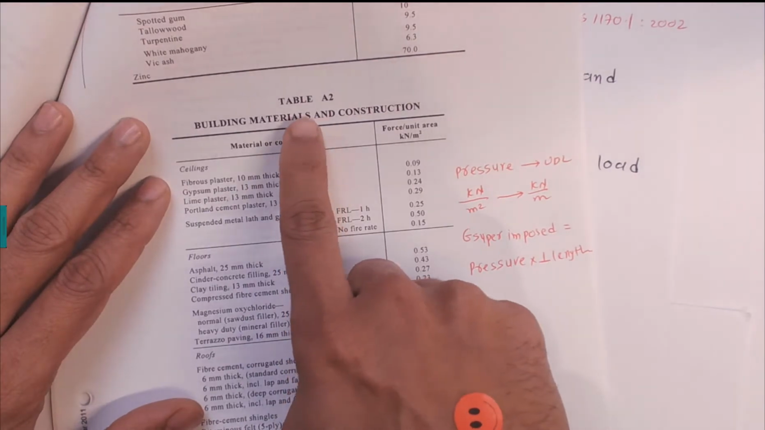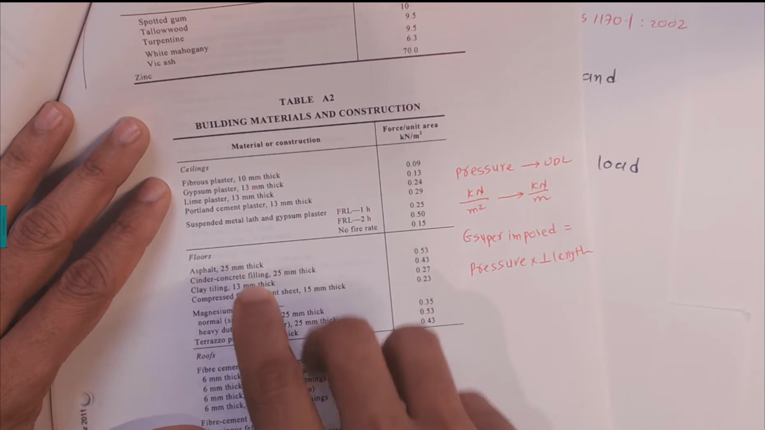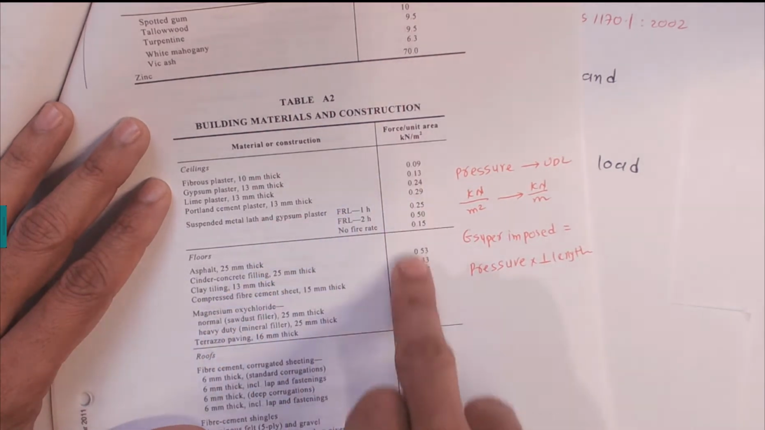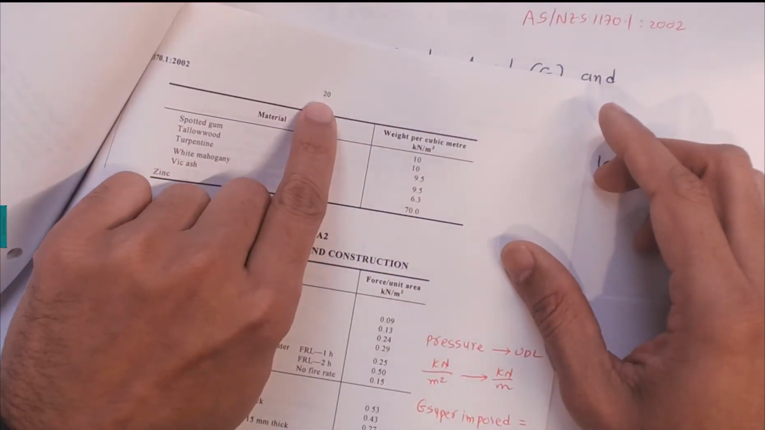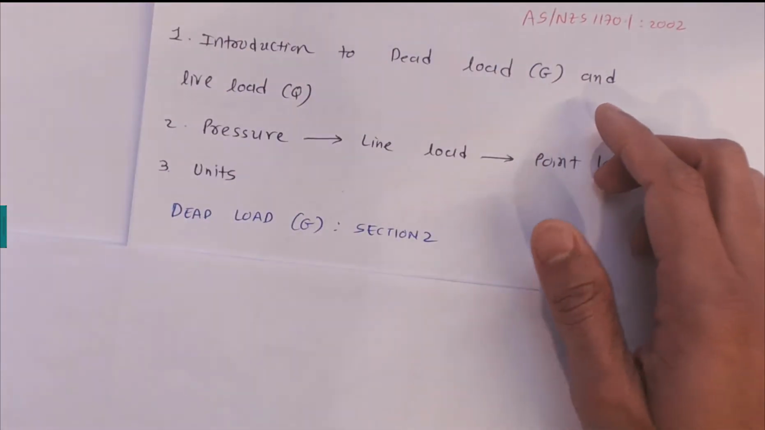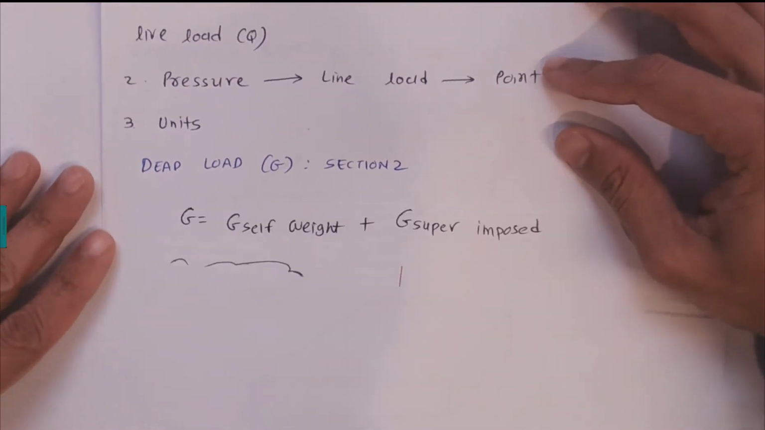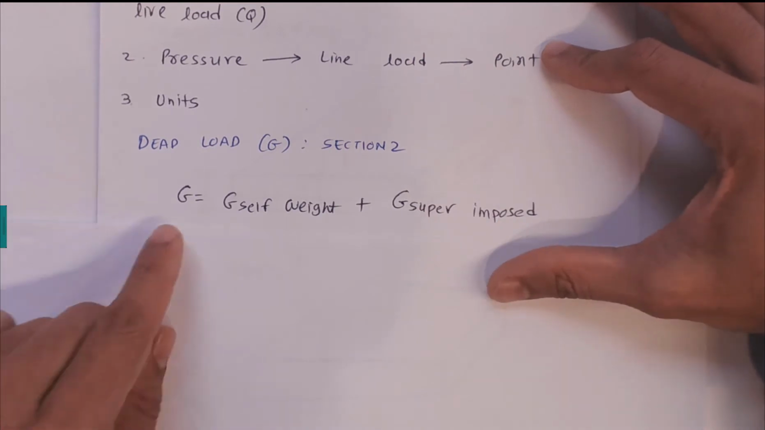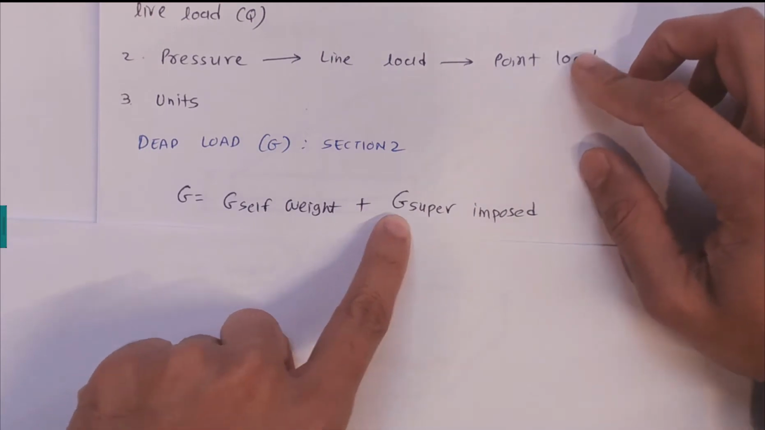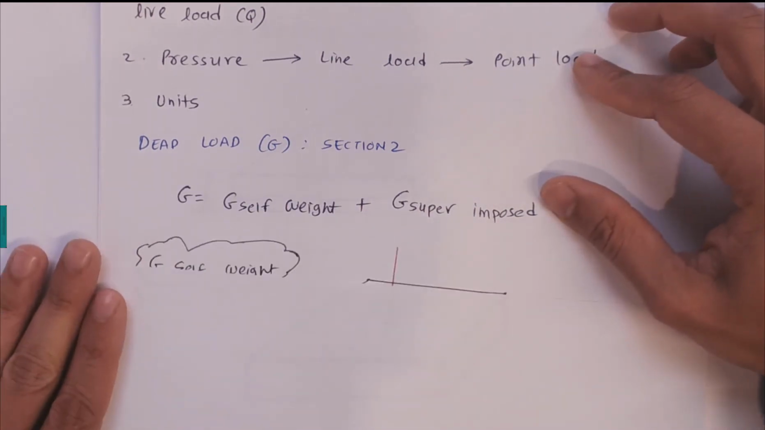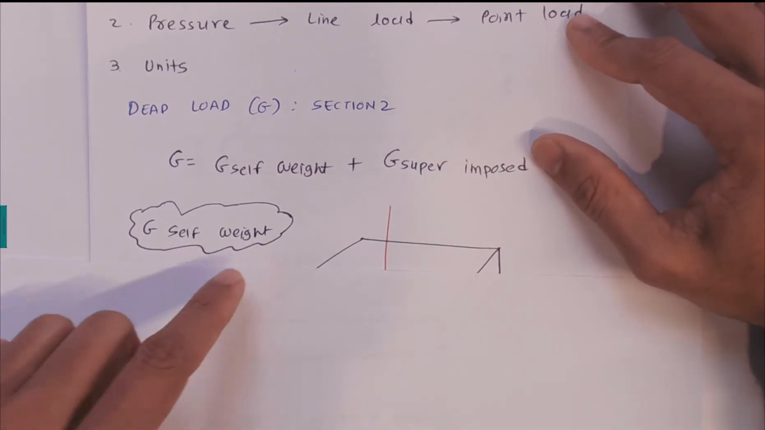And another table is Table A2 for dead load, which has all the information on the materials given in kilonewton per meter squared. Table A2 is on page number 20 and Table A1 is on page number 19. Now to start with the dead load, the dead load is denoted by G. It is the self weight of the structure plus the superimposed dead load. So the first concept we want to look at is G, the self weight of the structure.